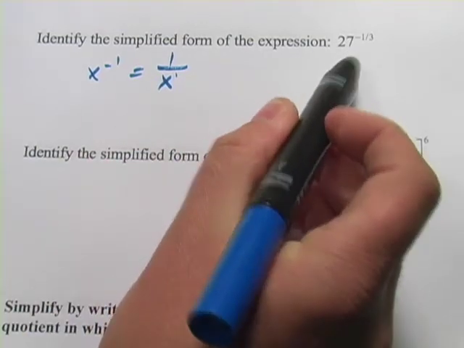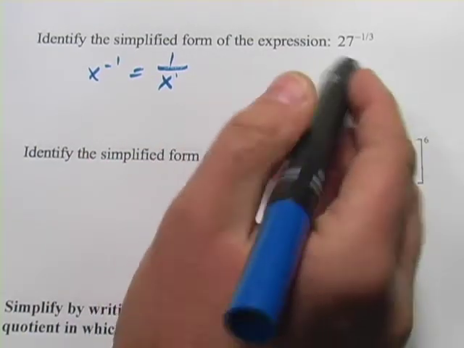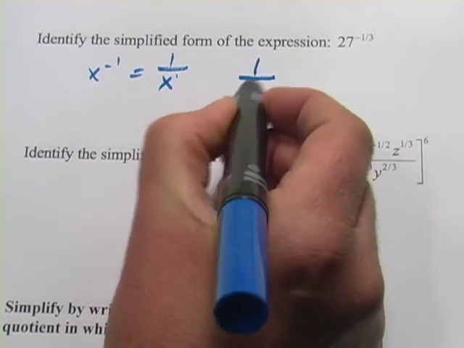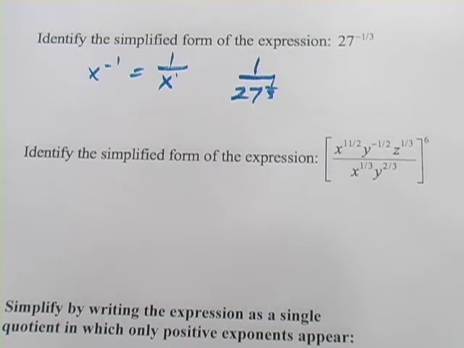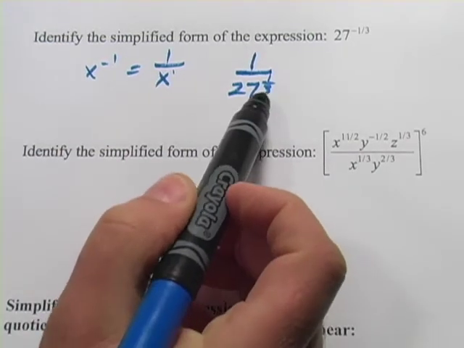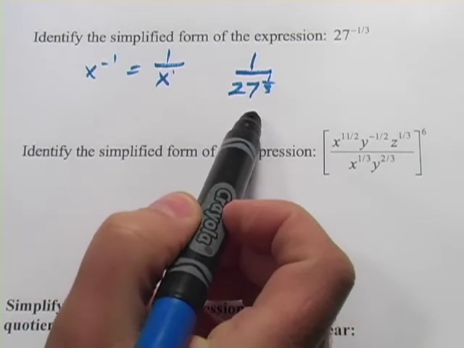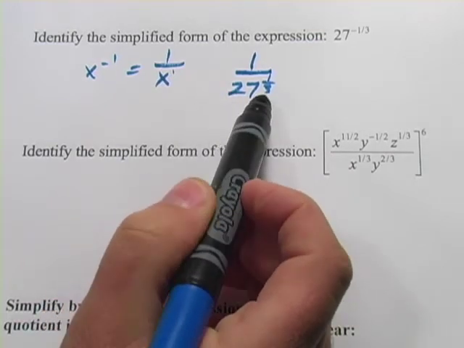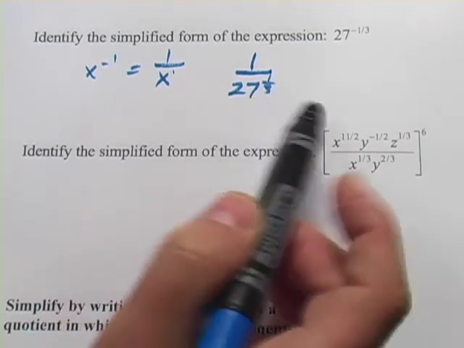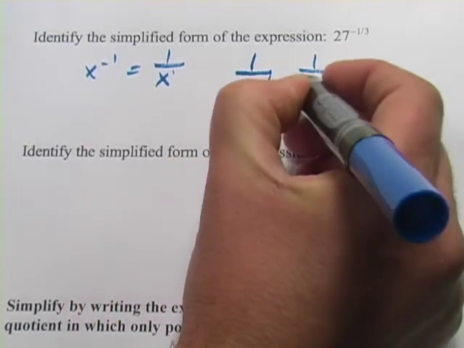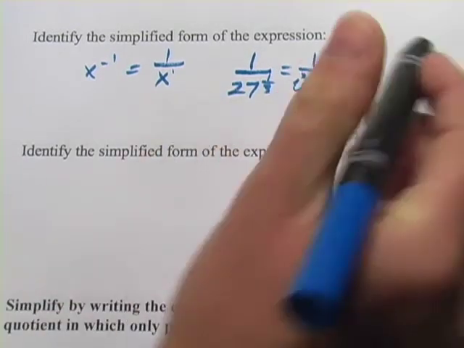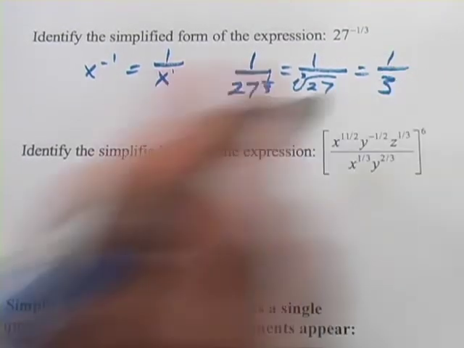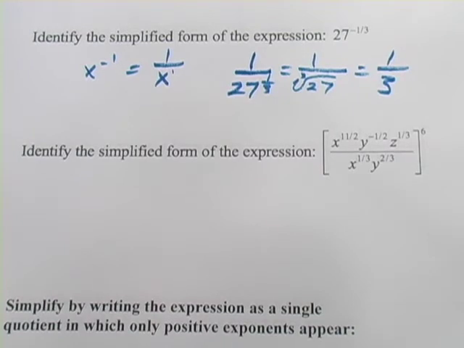So if I had x to the negative 1, that's 1 over x to the positive 1. So let's try that with this one. 27 to the negative 1/3. Let's just do the negative part. I'm going to change that into 1 over 27 to the 1/3 power. And then the way these fractional powers work, 1/2 is the square root, 1/3 is the cube root, 1/4 is the fourth root. So really this is 1 over the cube root of 27, which is 1 over 3. And that is 27 to the negative 1/3 power simplified.